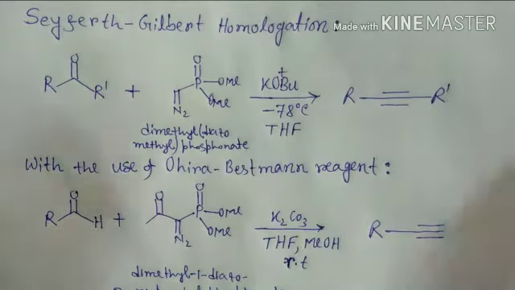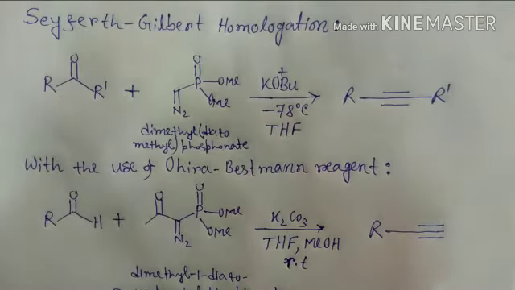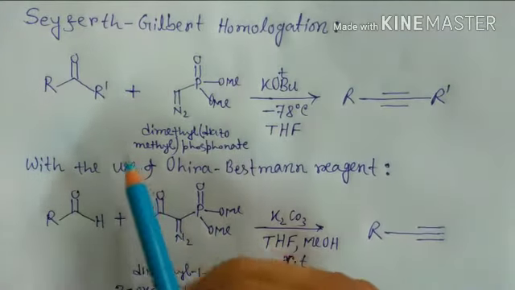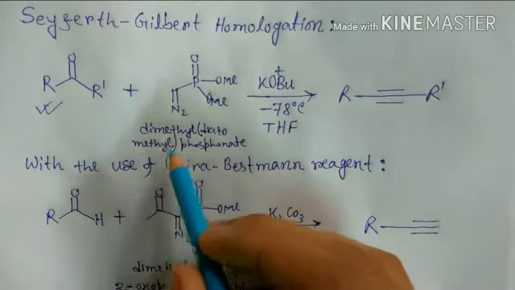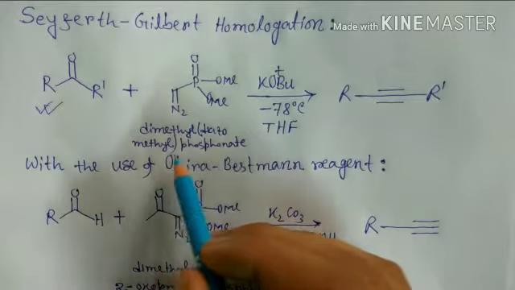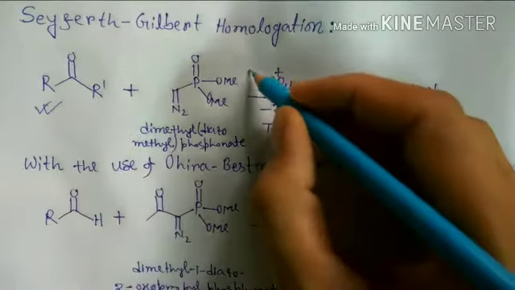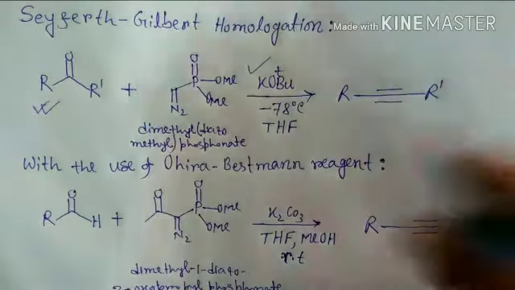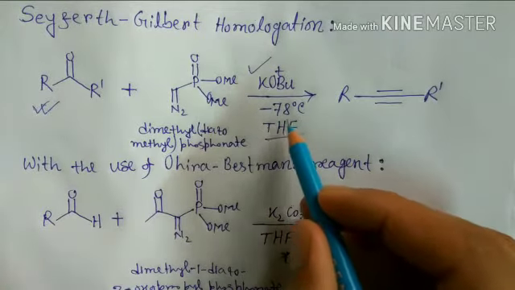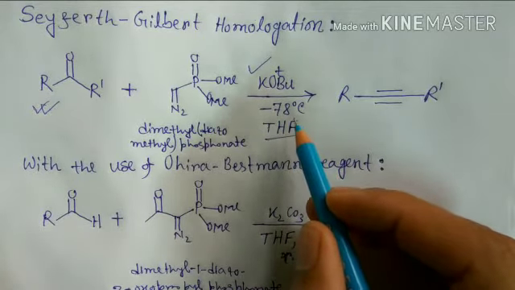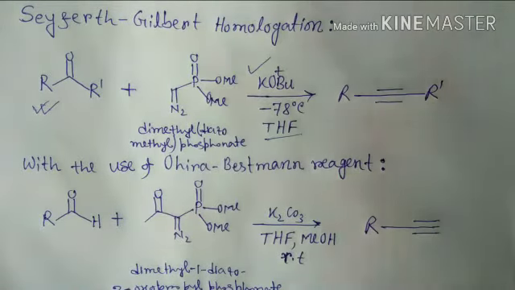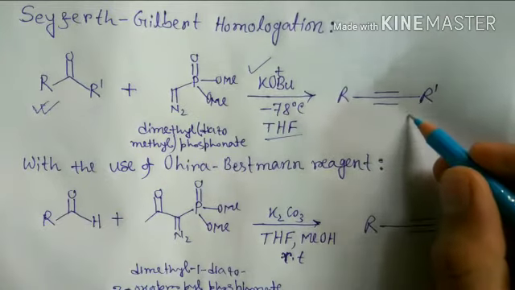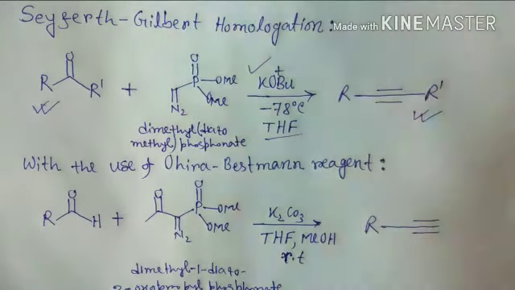So in this video, I am going to discuss the Seyferth-Gilbert homologation. You can see the reaction condition is basically you have a ketone and you are reacting this ketone with this dimethyl diazomethyl phosphonate in the presence of a strong base like potassium tert-butoxide in THF solvent at minus 78 degrees centigrade. So a very low temperature is used in this reaction, although at a later stage the reaction mixture is slightly warmed up and you will get this alkyne.